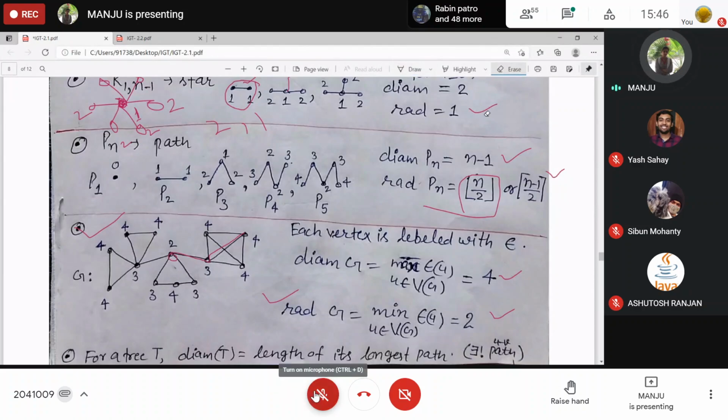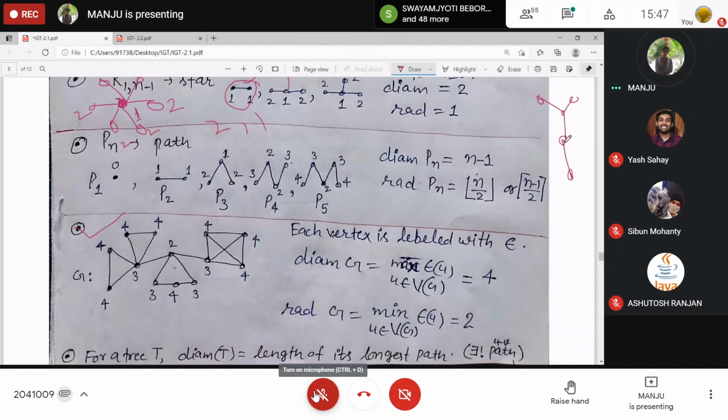Now, in graph G, whenever it has some cycle, you can find more than one path of the same length, right? What about a tree? If I give you some tree, suppose this one. What is the eccentricity and diameter? What is the diameter of this tree? 4 or 3? 3.